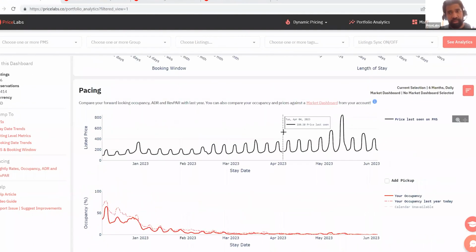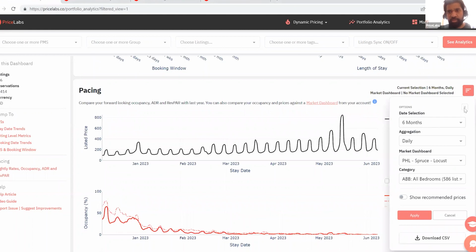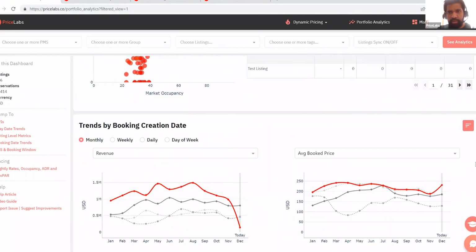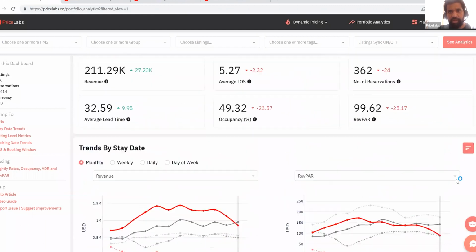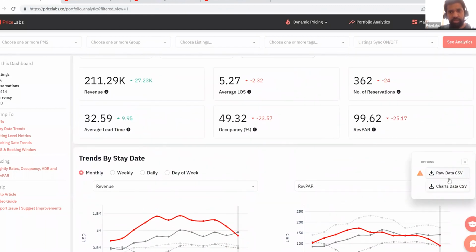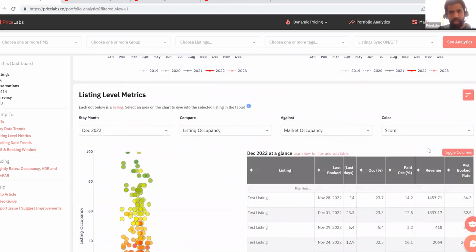Use case number three, right? Which is, by the way, I should have mentioned this: anywhere in PriceLabs, if you see this kind of icon, it essentially specifies there are more options available. So if I go up and, let's say, by booking creation date, if I click this, it tells you you can download this data if you wanted to do something about it, right? Similarly, if I go into this, it again tells you you can download the raw data or you can download the charts as well if you wanted to do something about it.